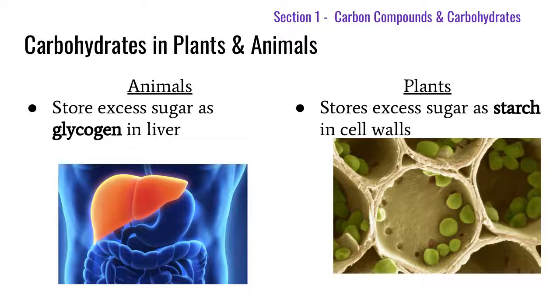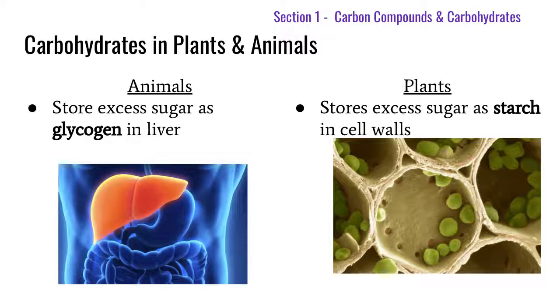So plants and animals are going to store this energy a little bit different. So in animals, we are going to store excess sugar as glycogen in the liver. So when we run out of all of our quick energy, we're going to start to break down this glycogen in a liver. That's why sometimes you might hear doctors getting worried about people having a fatty liver, and that's because they're having too much sugar in their diet and they're storing way too much glycogen in that liver, so that can be unhealthy.